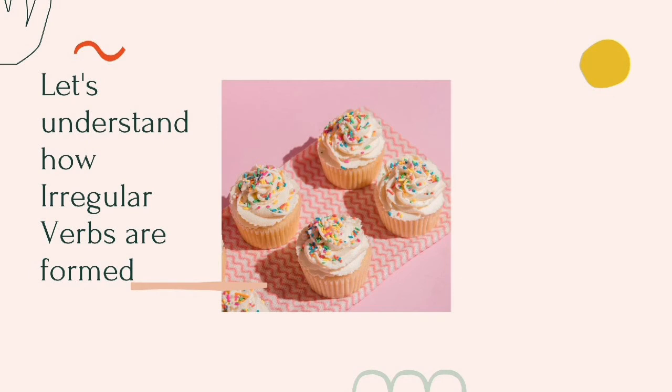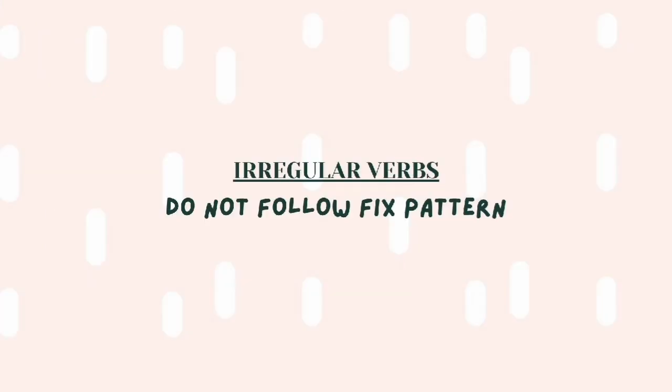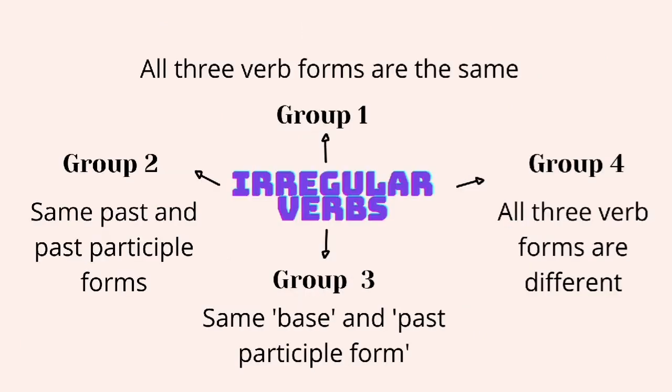Okay, next, let's understand how irregular verbs are formed. You need to always remember that irregular verbs do not follow any fixed pattern. So for irregular verbs, there are four groups. Group 1, all three verb forms are the same. Group 2, same past and past participle forms. Group 3, same base and past participle form. Group 4, all three verb forms are different.